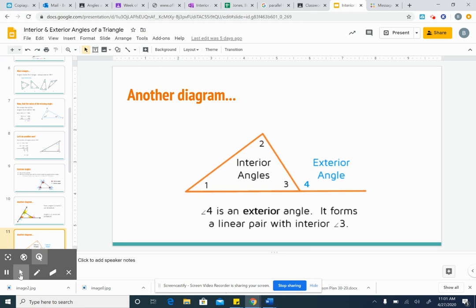Another way you could see this, and this is what your worksheet will look like this week, is you'll have a triangle. This one's in orange. And then if you extend this bottom line, you will create an exterior angle, which is right here.